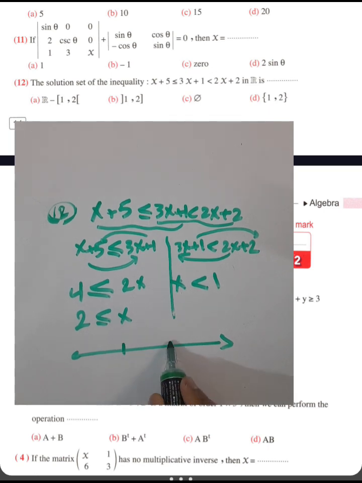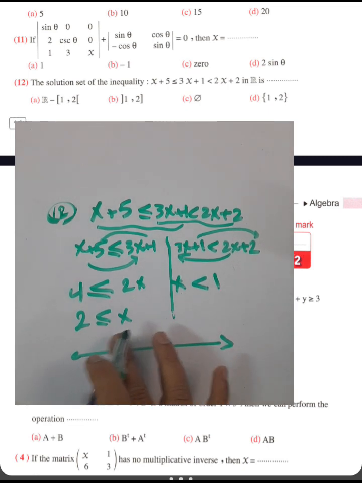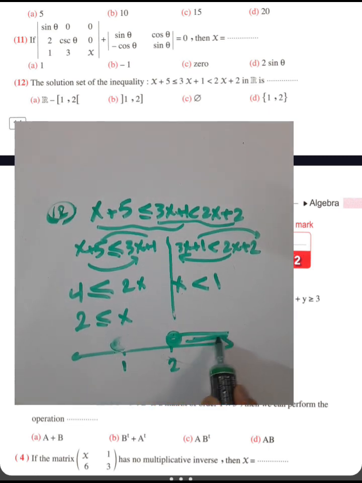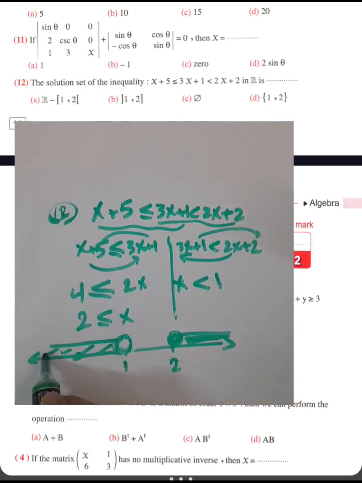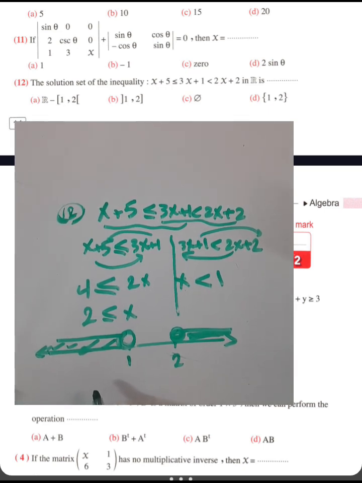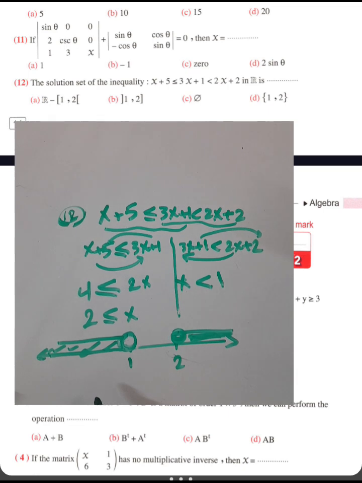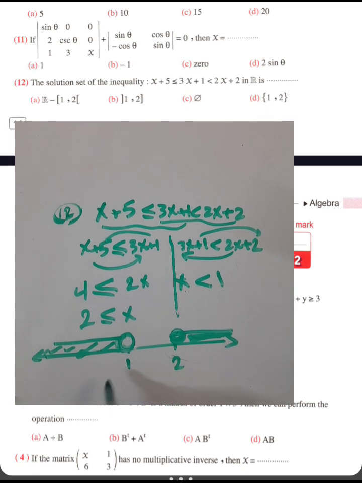We have 1, 2, x greater than or equal to 2, here 2, and here open, it's open, okay, x less than 1. Then solution set between two inequality here, choose letter what? Letter C. Solution set between them is empty, because two solutions do not intersect at any result, then solution set will be empty. Okay.